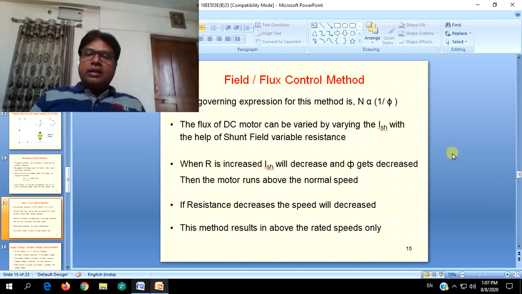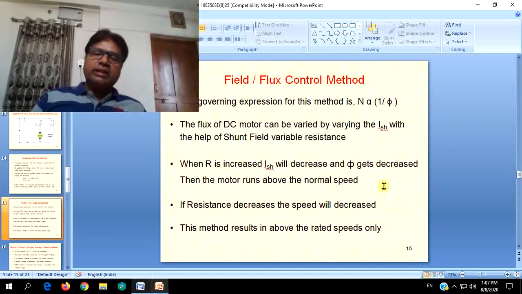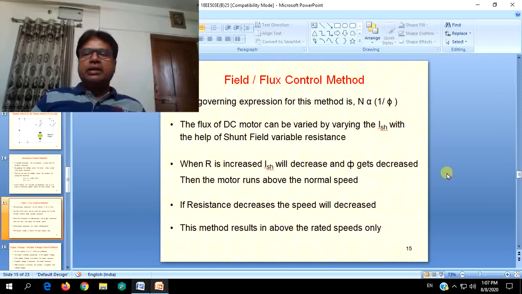In case of armature control, you can either decrease or increase the speed by decreasing or increasing the back EMF or voltage across the armature, but that can be done only for speeds below the rated RPM. In case of field flux control, again you can increase or decrease the speed, but that can be done only above the rated speeds.